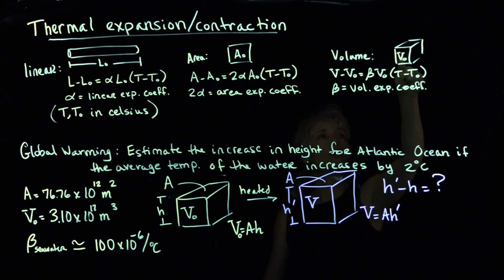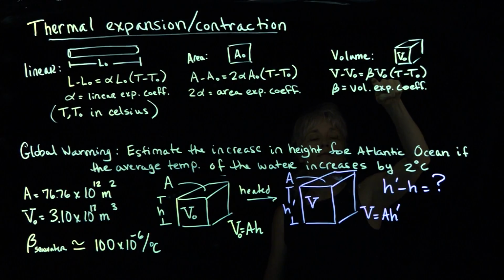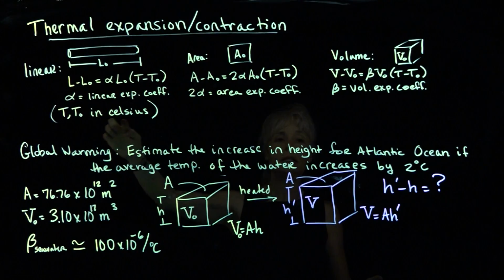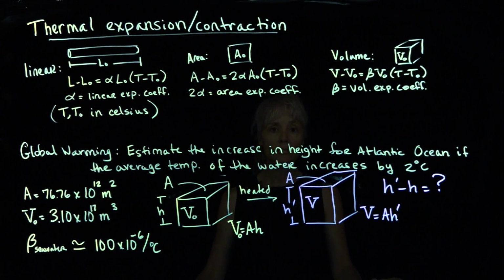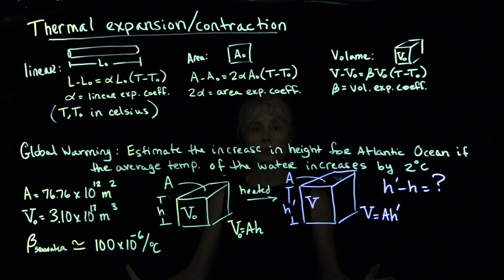So if we have some volume and we heat it or cool it, the new volume minus the old volume is equal to the volume expansion coefficient, which gets the symbol beta, times the old volume times the temperature T minus T naught. These temperatures, T and T naught, need to be in units of Celsius. And you'll see when you look up the values for alpha and beta on the table in your textbook or through a Google search that alpha and beta have units of inverse degrees Celsius. So you want to put your temperatures in degrees Celsius.